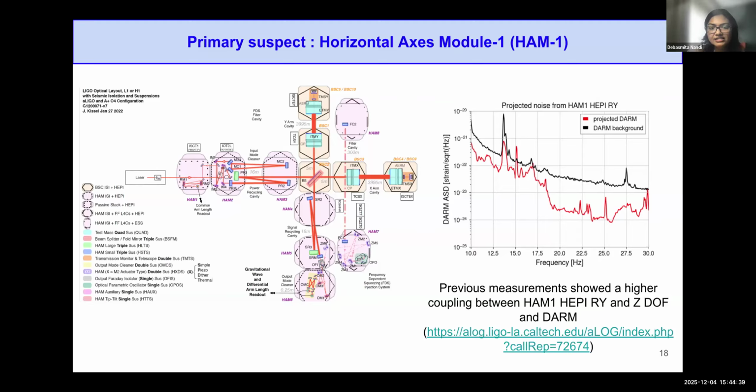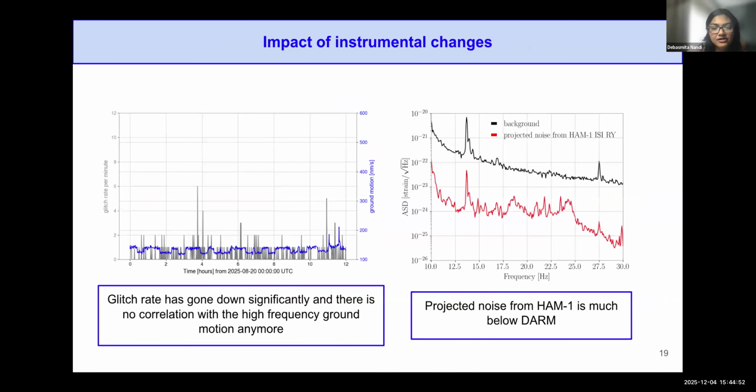During the last vent in summer, they installed a seismic isolation platform in this chamber, which provides better seismic isolation for the optic stable that is inside this vacuum chamber. And after installing the ISI, we have seen a significant reduction in the glitch rate of these 20 hertz glitches also.